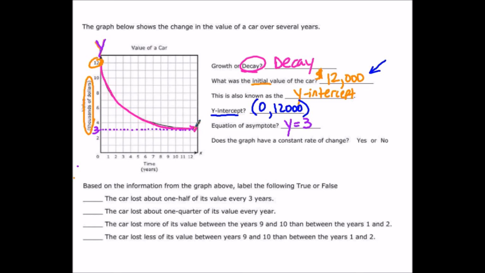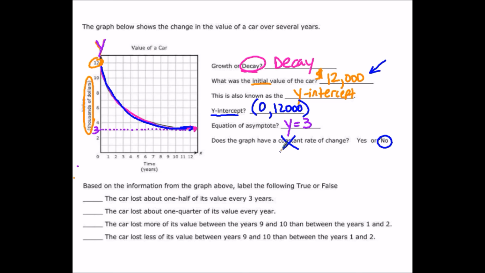Now, does this graph have a constant rate of change? So, is it changing the same all the way throughout the graph? And I would say definitely no. It's steeper right here, and then it starts getting less steep, less steep, less steep until it's almost flat. So there is no constant rate of change. That's going to help you on the next part, so let's check it out.